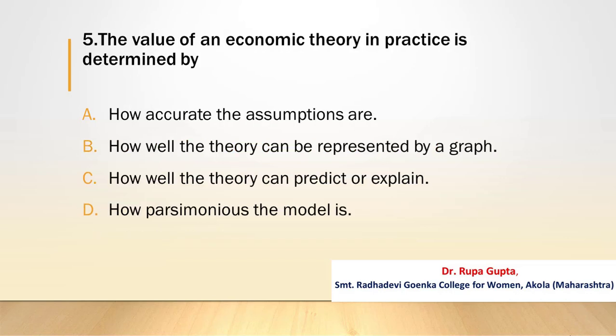Question number 5. The value of an economic theory in practice is determined by: Option A. How accurate the assumptions are, B. How well the theory can be represented by a graph, C. How well the theory can predict or explain, D. How parsimonious the model is. And the correct answer is C, that is how well the theory can predict or explain.